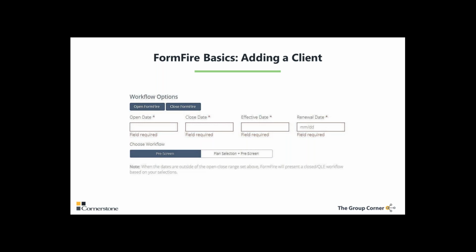For the close date, I recommend putting the date before the effective date. That way, if there's any last-minute changes, you can go in there and have those changed by the employee without any headaches. And then the open date should just be today's date.